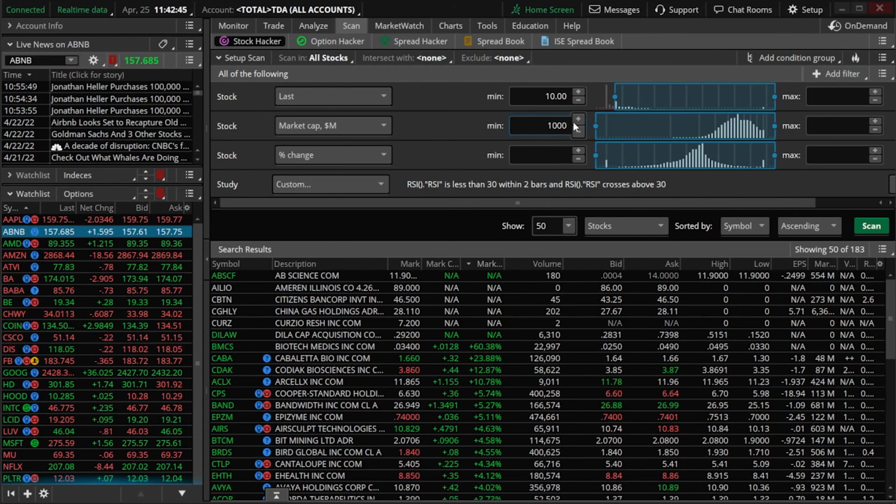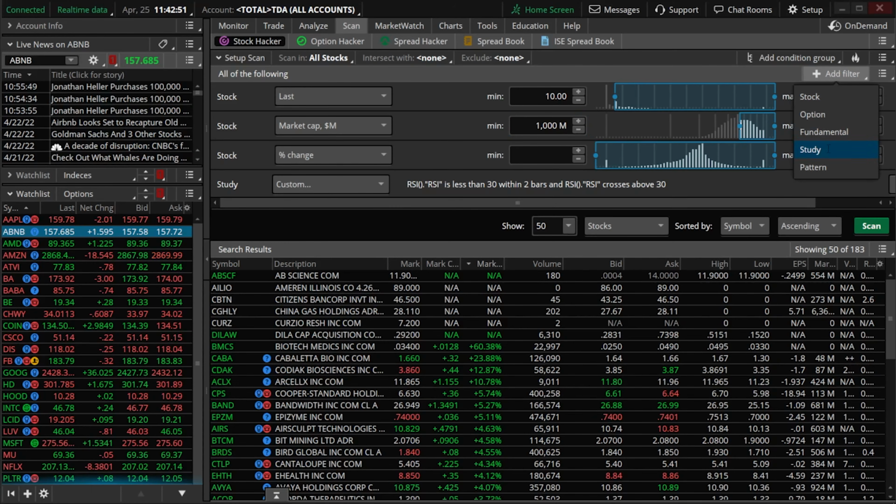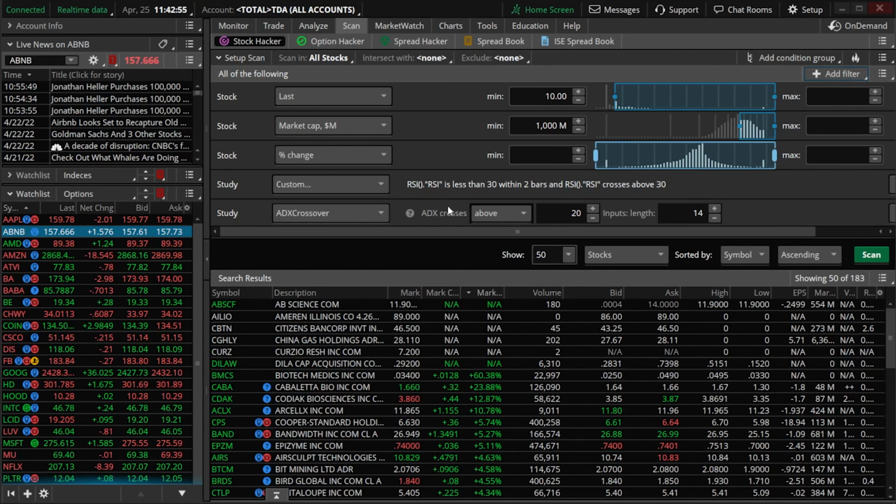Now, finally, the very last filter I'm going to add is actually not going to be this one. I'm going to come up here to the add a filter box once again. I'm going to add another study filter. I'm going to come down here to the new study filter we just added, and it defaults to ADX crossover. I'm going to go ahead and click on that.